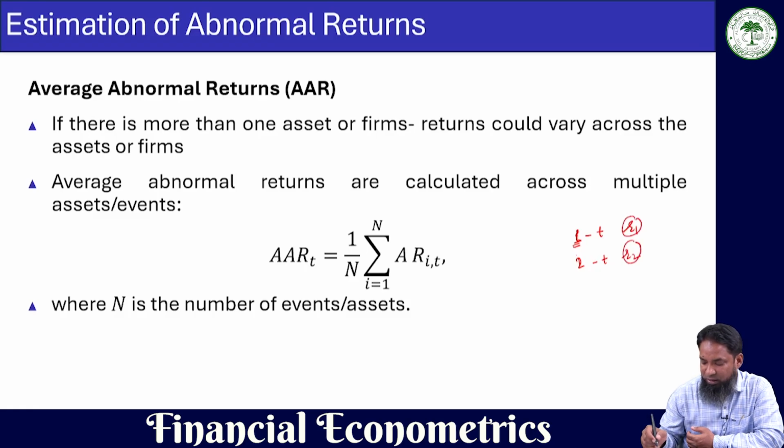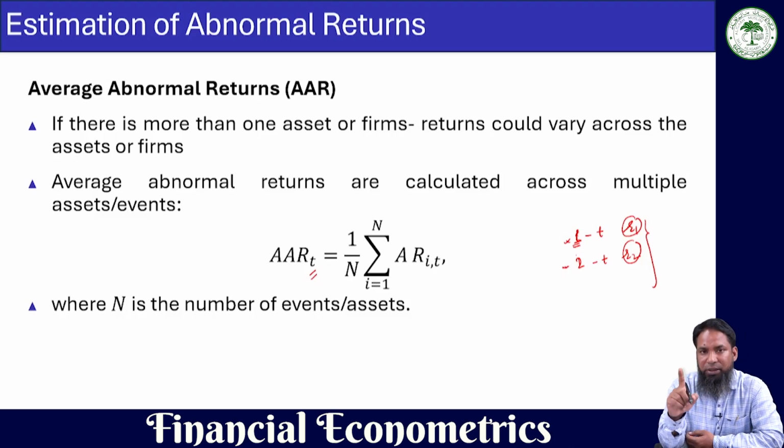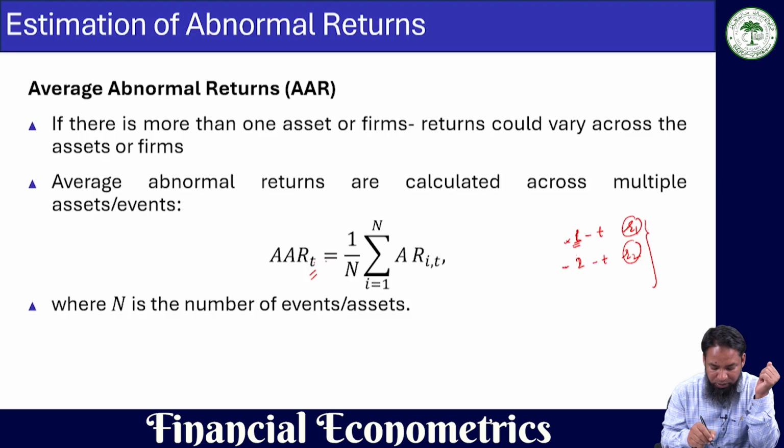So for that we take the average abnormal returns. We do not pick or choose any one asset; rather we take the average of the abnormal returns of all the assets, of all the firms. That's what we call average abnormal returns. So this is AAR_t = (1/N) Σ AR_it, with i from 1 to N. Therefore, this average abnormal return will not be associated with any individual asset or individual firm; rather it will be for a particular day. So that's how we calculate average abnormal returns.